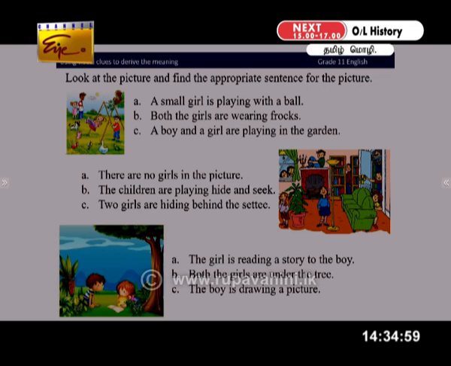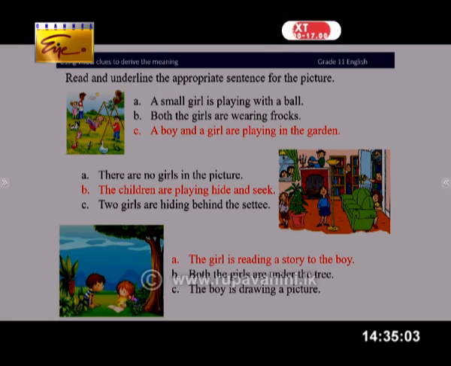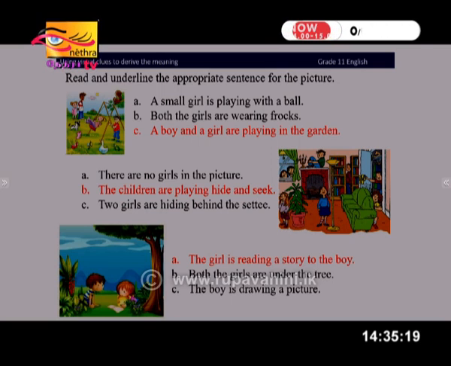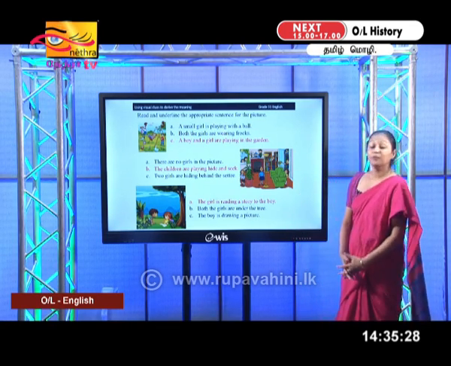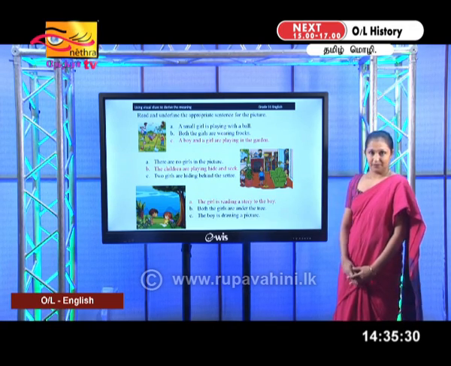I hope you have done it. Let's see the answers. Yes, the first picture, a boy and a girl are playing in the garden. Picture number 2, the children are playing hide and seek. Let's look at the third picture. The matching sentence or the most appropriate sentence for this picture is, the girl is reading a story to the boy. I hope you have got the correct answers. Now I am going to take you to another activity.